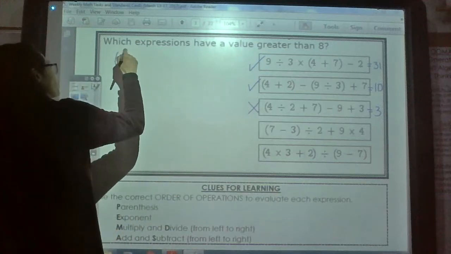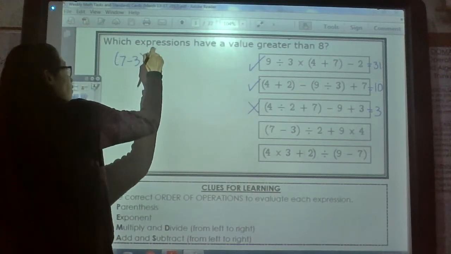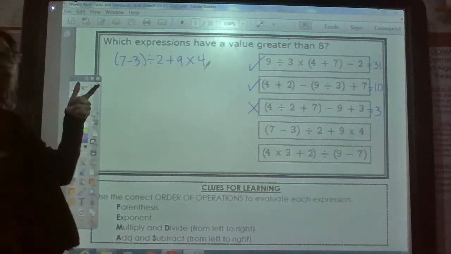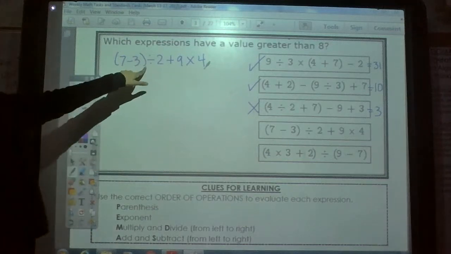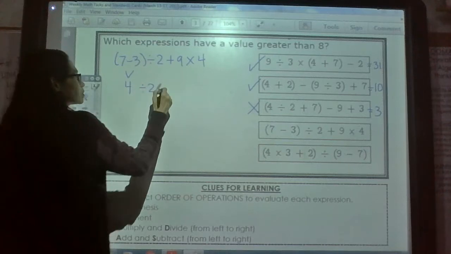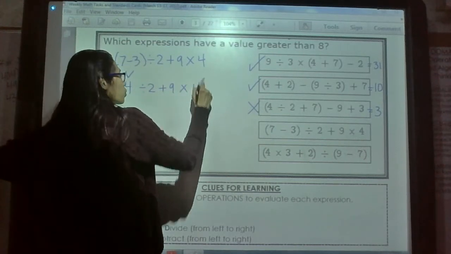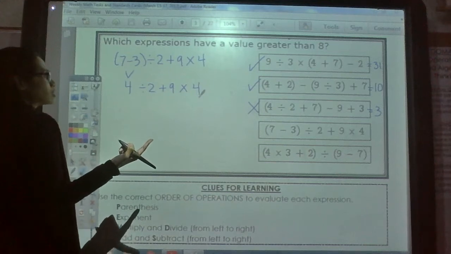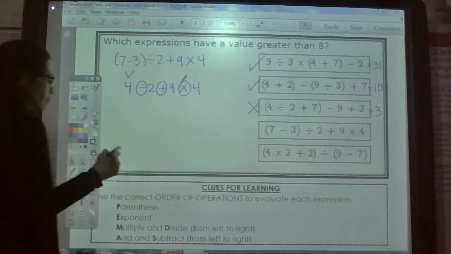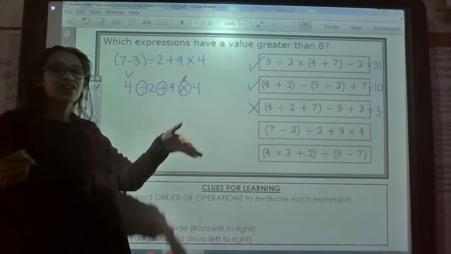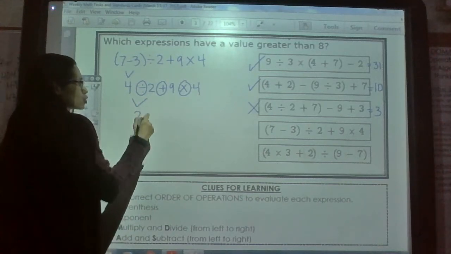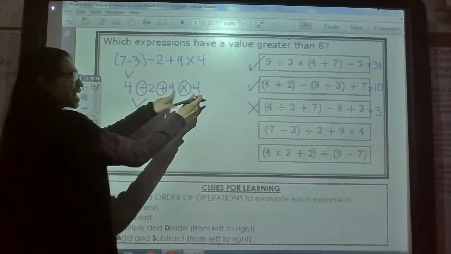All right, (7 - 3) ÷ 2 + 9 × 4. All right, what do we do first? Parentheses. I have 7 minus 3. What's that? That's 4 divided by 2 plus 9 times 4. Now what do we do? Look at all these operations. We have a division, an addition, and a multiplication. So we're going to multiply and divide from left to right. So we divide this. 4 divided by 2 is what? 2.